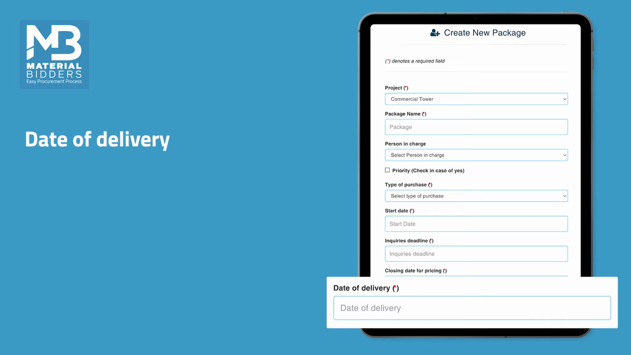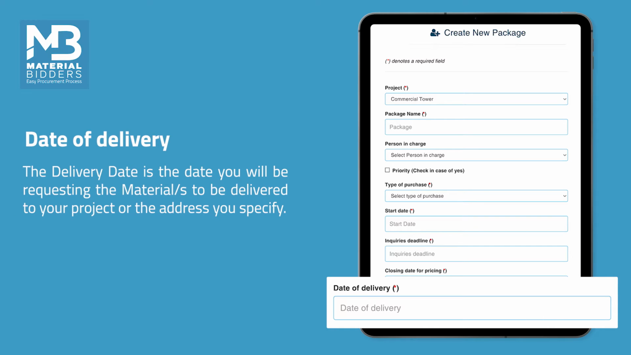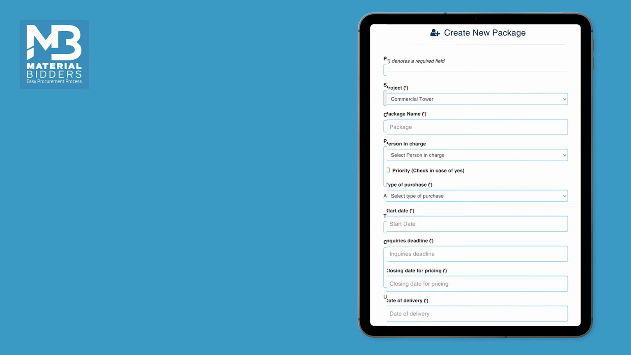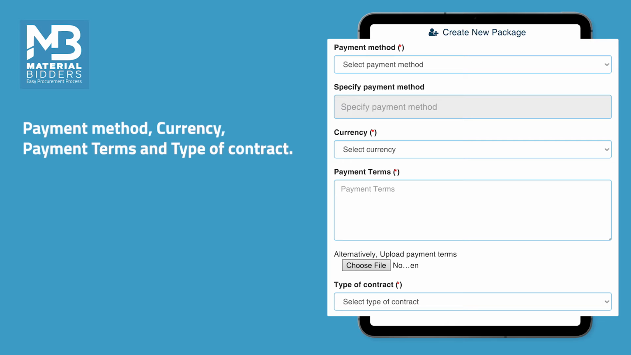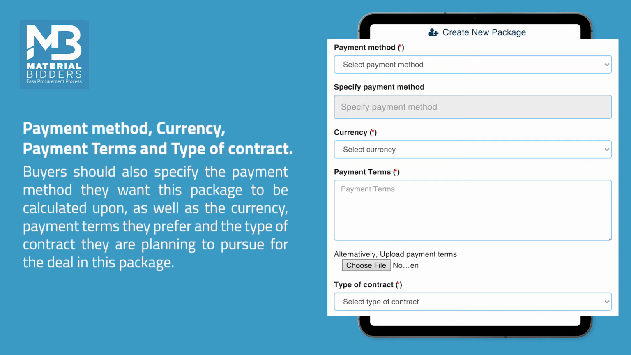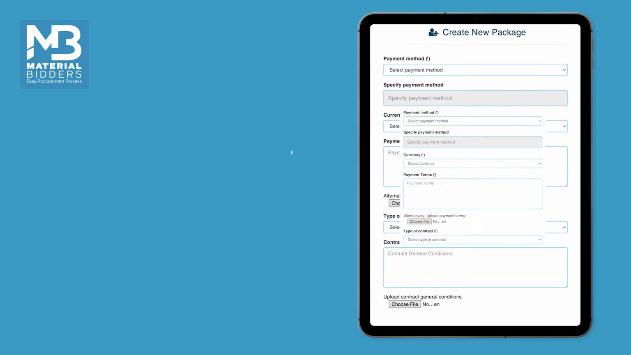Date of delivery. The delivery date is the date you will be requesting the materials to be delivered to your project or the address you specify. Payment method, currency, payment terms and type of contract. Buyers should also specify the payment method they want this package to be calculated upon, as well as the currency, payment terms they prefer, and the type of contract they are planning to pursue for the deal in this package.